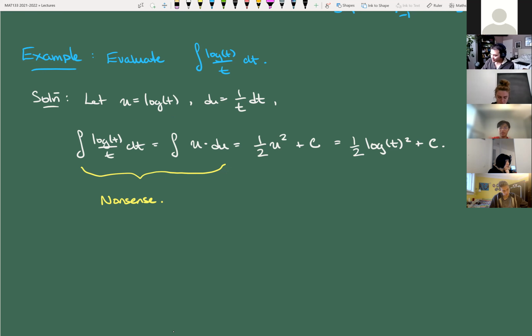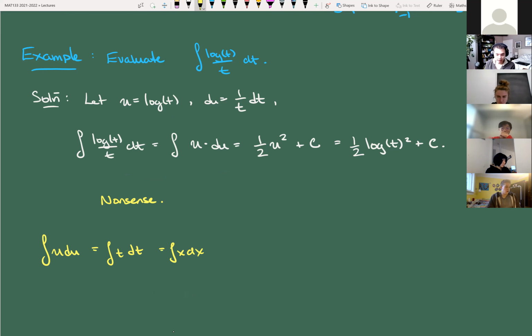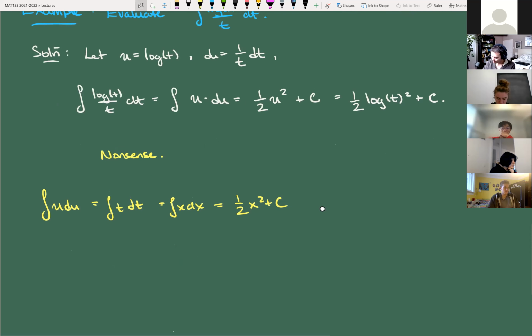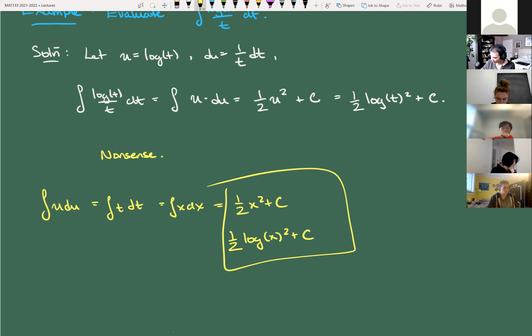Because again, just like as a function, right? If I write down the integral of u du, it has no memory. That should be the same thing as the integral of t dt, right? Or the integral of x dx. And if you do any of them, what do you get? You get 1/2 x squared plus c, right? That is not the same thing as something else. These are different. There's no constant which makes these two functions the same, right?